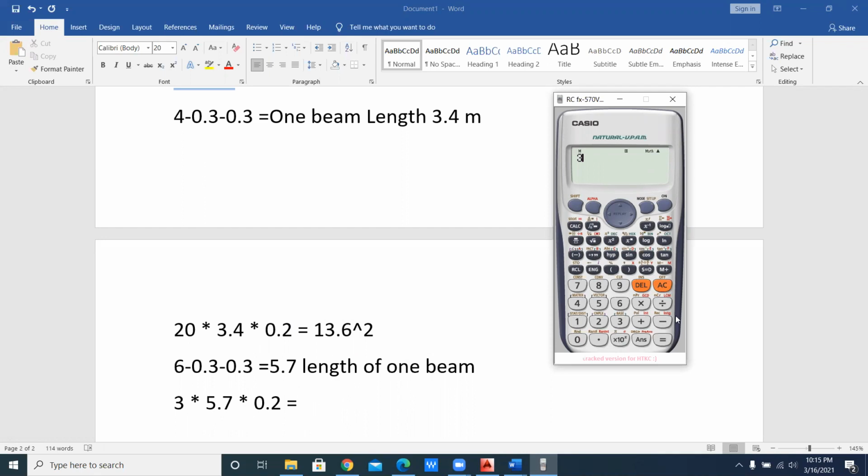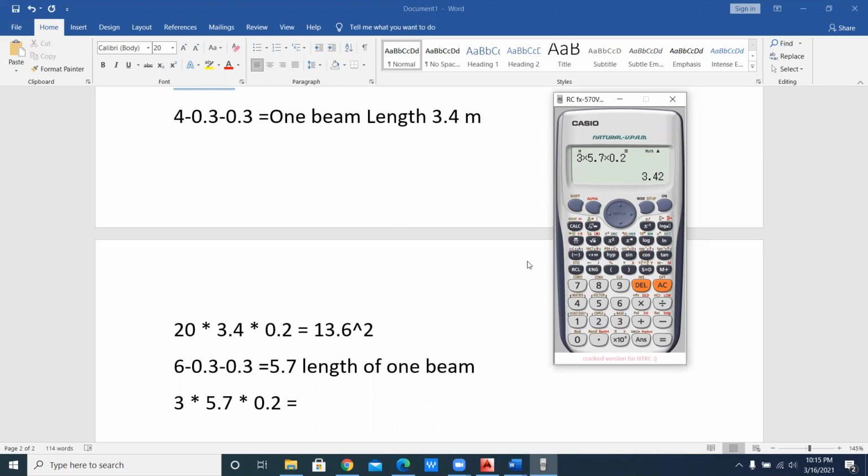3 multiplied by 5.7, and multiplied by 0.2. So how much do you get? You will get about 3.4.